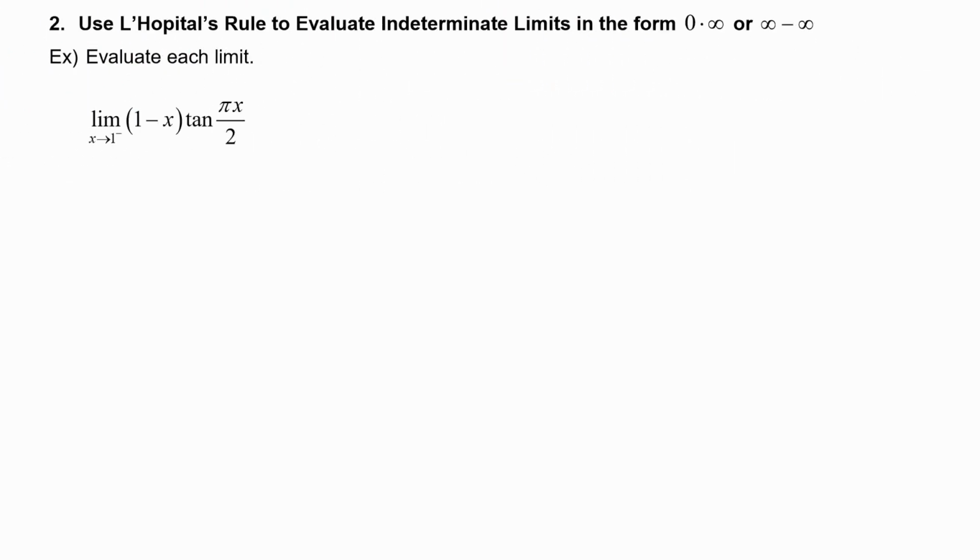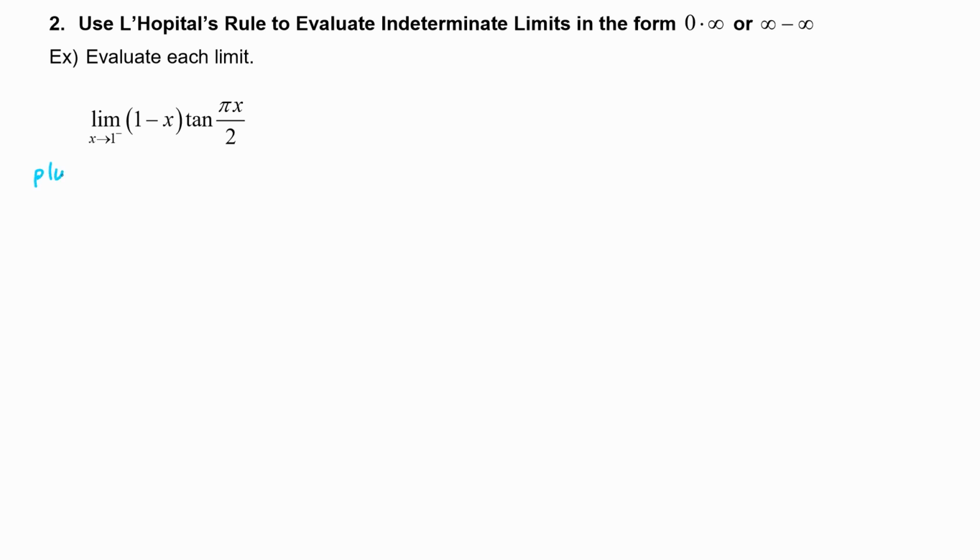In part 2, you will learn how to use L'Hopital's rule to evaluate indeterminate limits in the form of 0 times infinity or infinity minus infinity. In this example, we have to evaluate each limit. Here we have the limit as x approaches 1 from the left of 1 minus x times the tangent of pi x over 2.